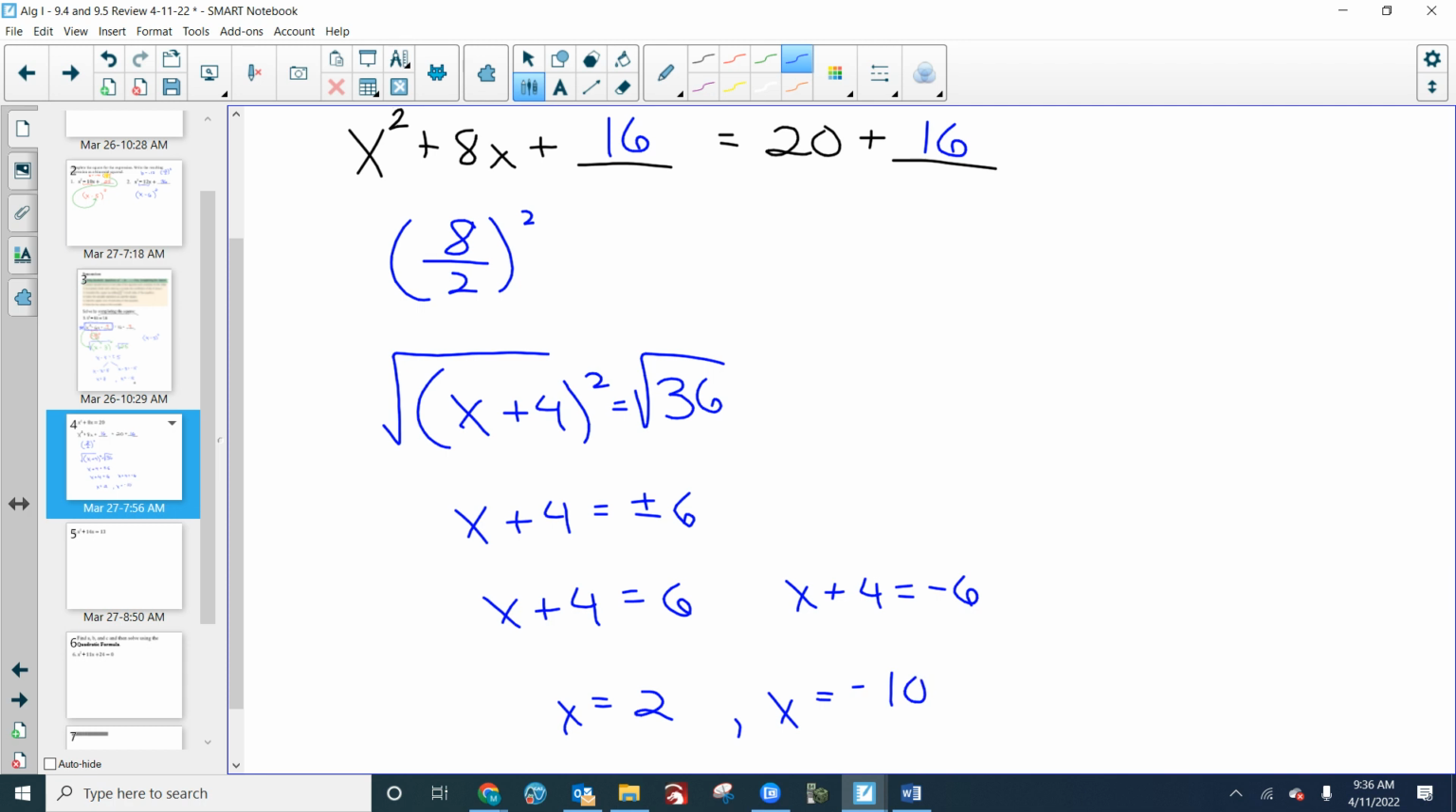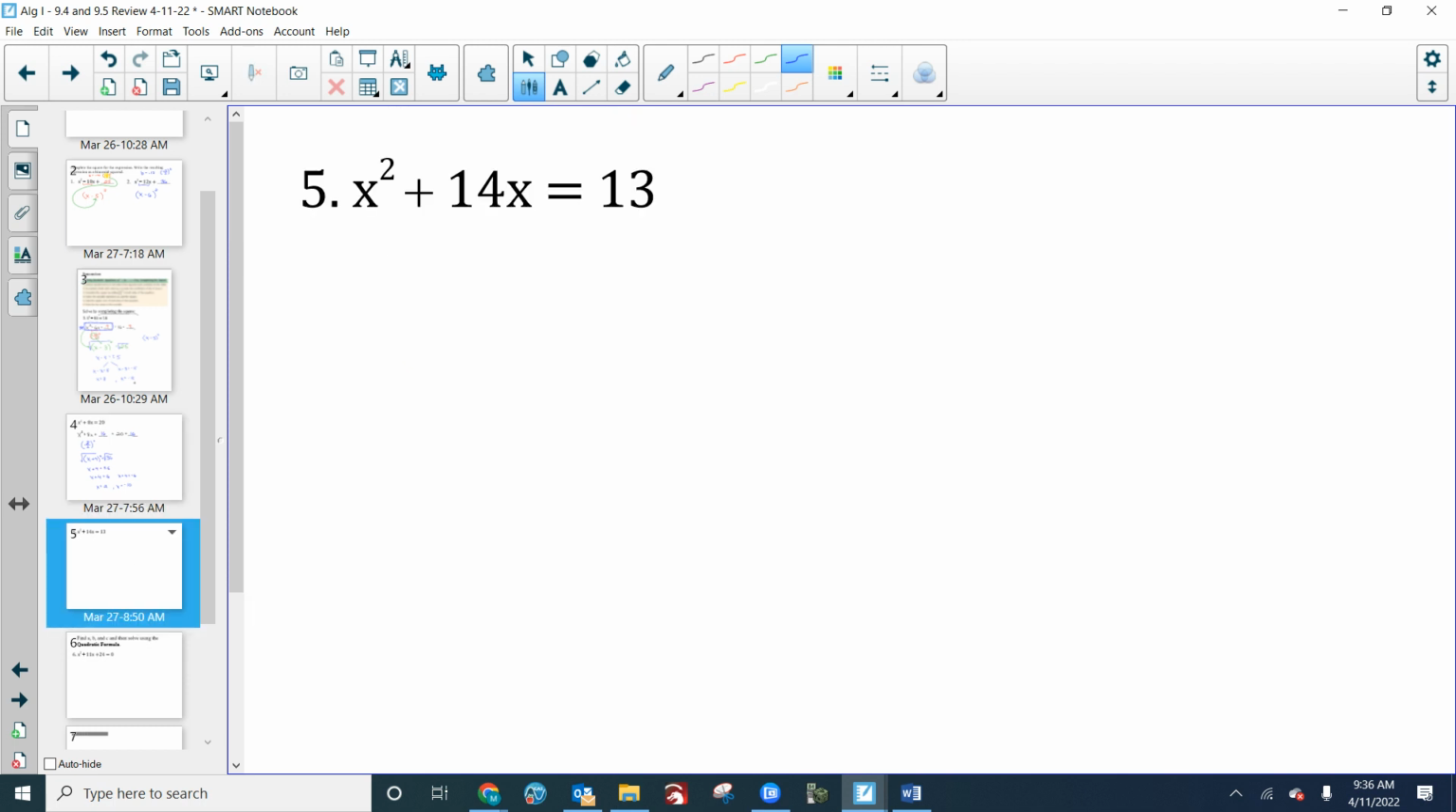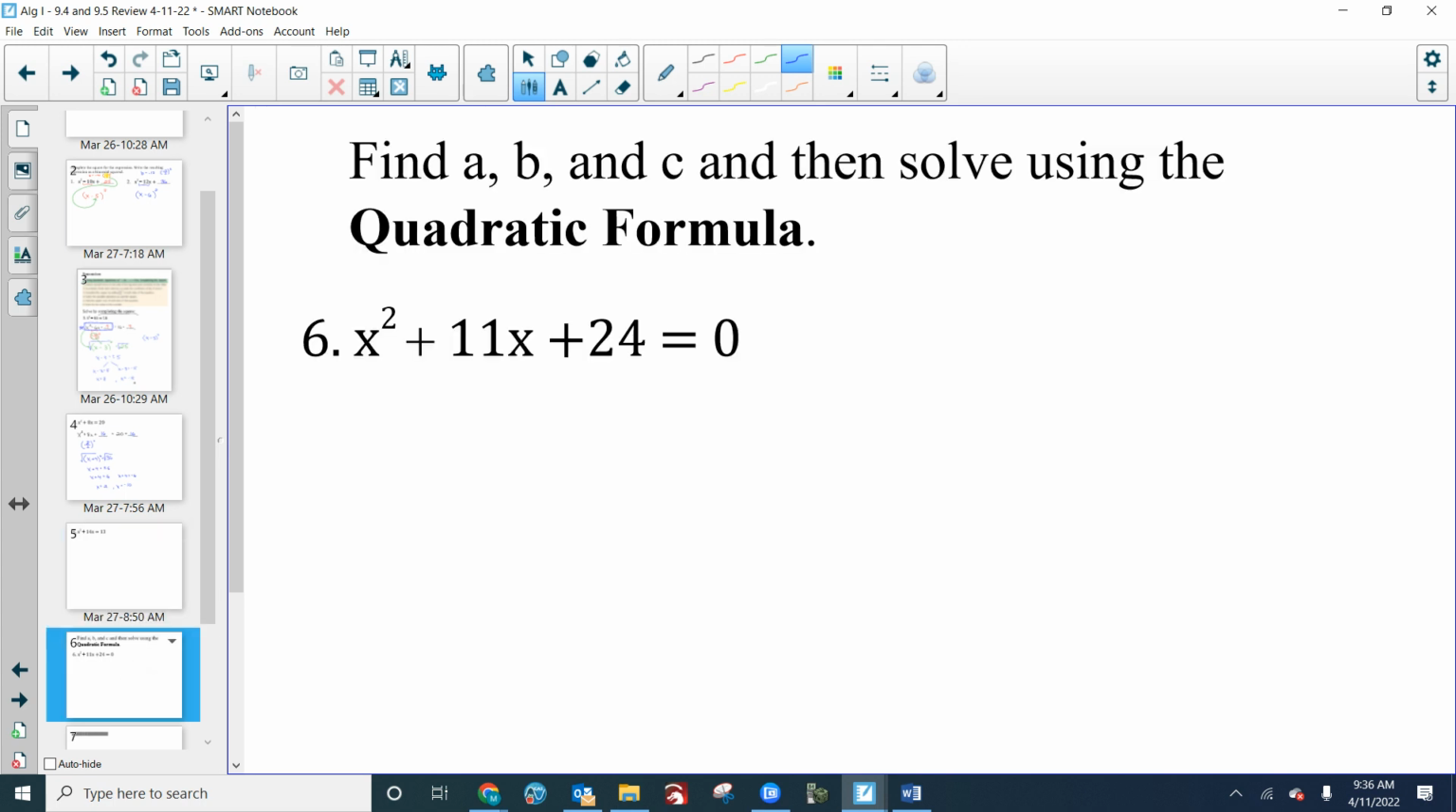Did you get 2 and negative 10? Anybody need help with that? Excellent. All right, I'm actually gonna let you guys pause for a second. I think we're okay with that. I'm gonna let you have some independent work time in a little bit. But I want to review the quadratic formula with you, and then I'll give you some time to work on the review.